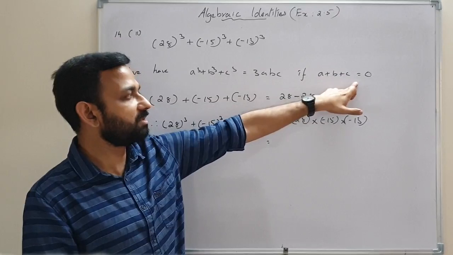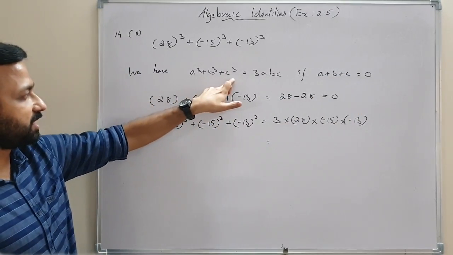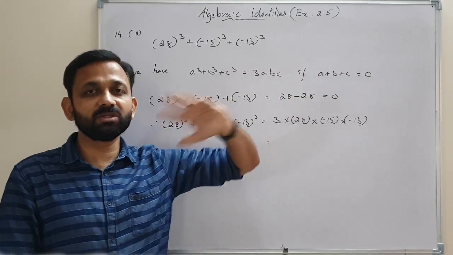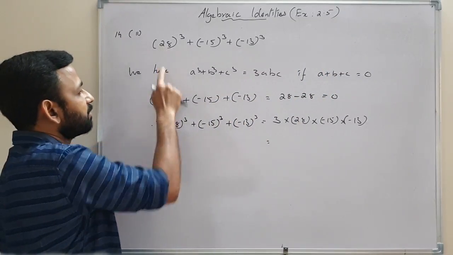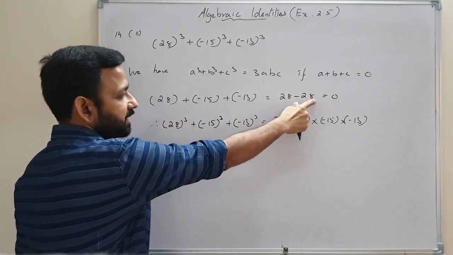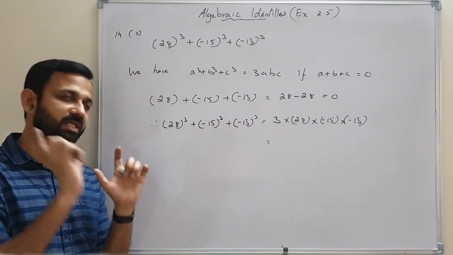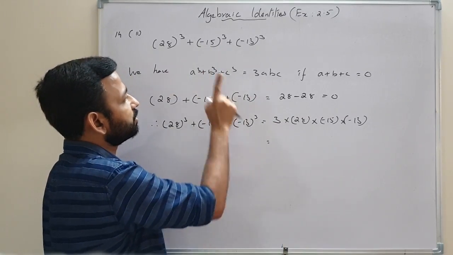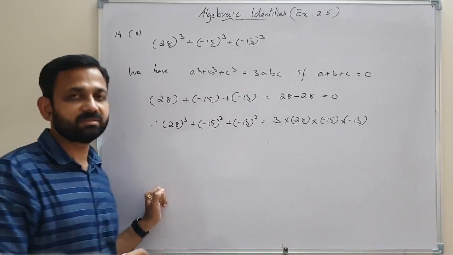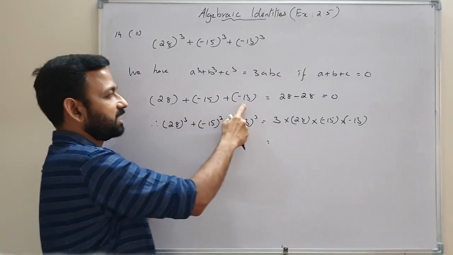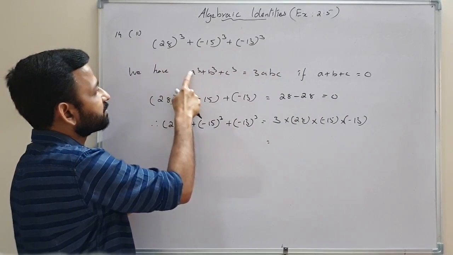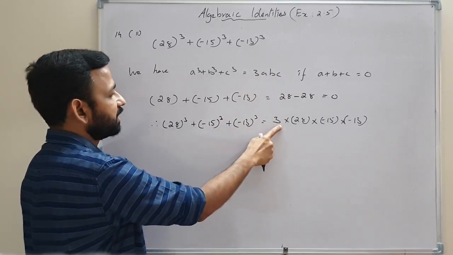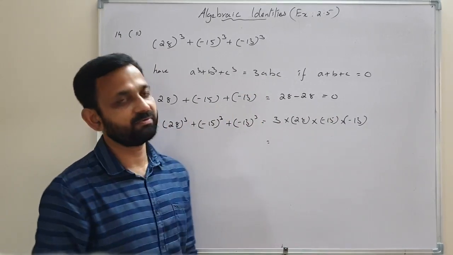Here we used the condition: if a plus b plus c equals 0, then a cubed plus b cubed plus c cubed equals 3abc. But we have to verify whether a plus b plus c is 0 or not. Here, the sum of those three numbers is 28 minus 28, which is 0. If the sum of three numbers is 0, then the sum of their cubes is 3 into the product of those three numbers, so we will get the answer.